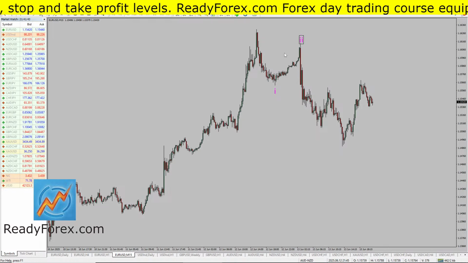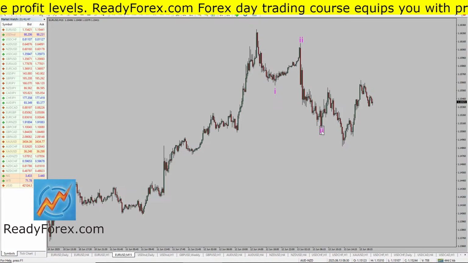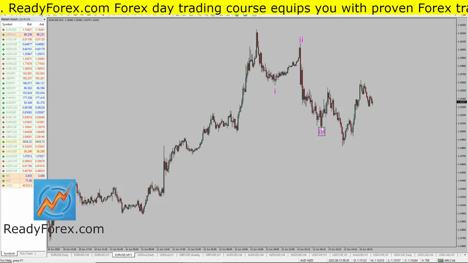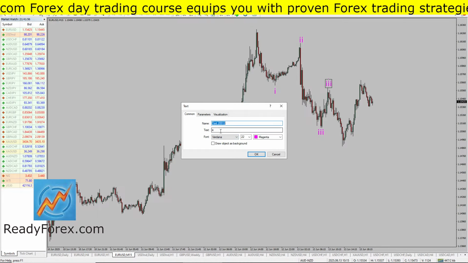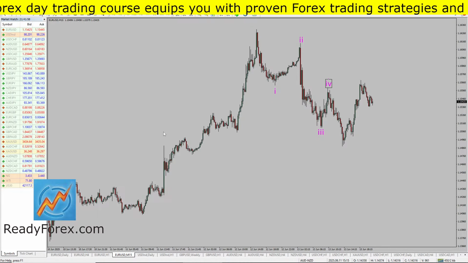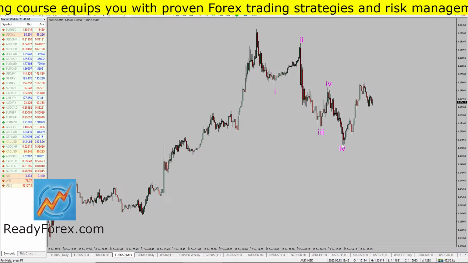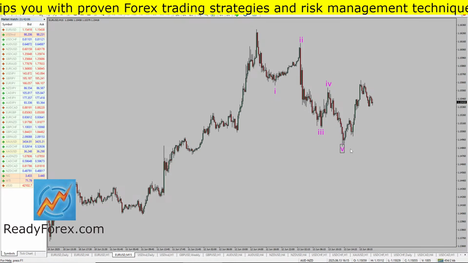Okay, 1, 2. Then we got a nice wave 3 over here. And here's 3. After wave 3, we got a bullish leg, wave 4. Okay, and then we got a bearish leg, wave 5, to the downside. Let me change it to wave number 5.